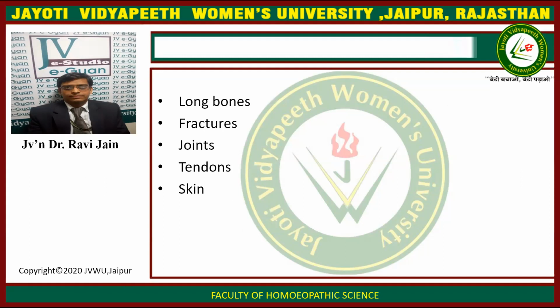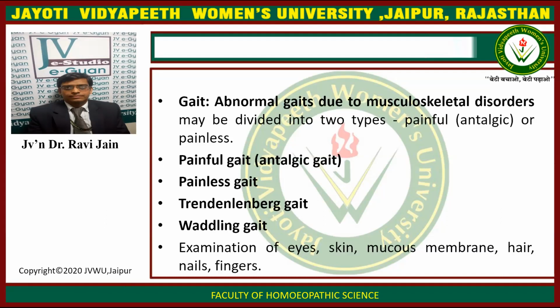We also have to check the long bones for any kind of fractures, if present. We also have to look at the joints, tendons, and skin. So there are a lot of things that we need to take into consideration: gait, posture, mobility, deformity, muscle wasting, long bones, fracture, joints, tendons, and skin. Let's discuss them one by one.